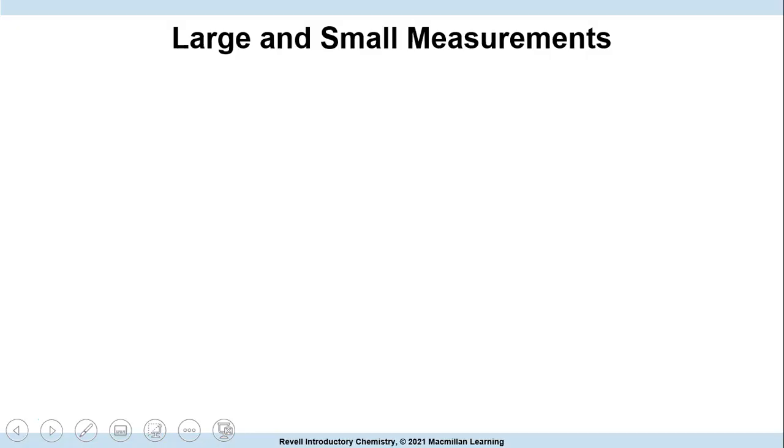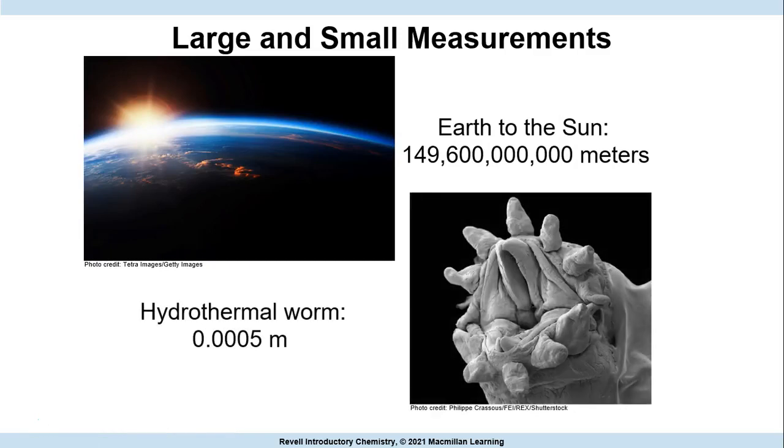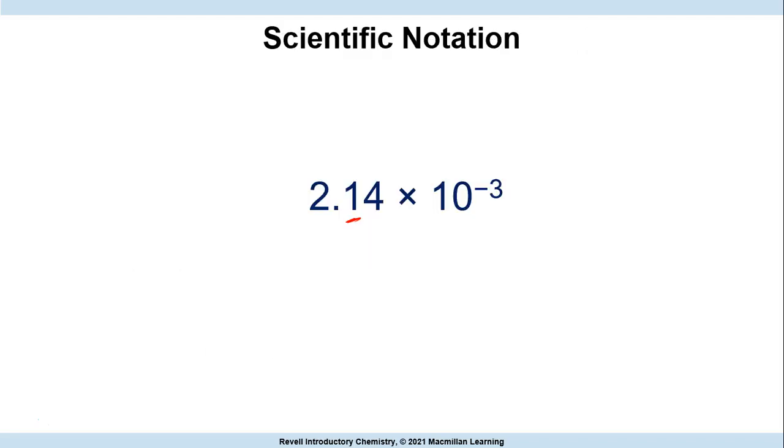So let's look at large and small measurements. Now, scientists and chemists often deal with very big and very small numbers. For example, the distance from the Earth to the Sun is 149,600,000,000 meters. And there is a hydrothermal worm, that is a worm that lives in water, and it has a width of 0.005 meters. Now, with these large and very small numbers, how do we convey the information in a way that is easily understandable? That takes us to what is called scientific notation.